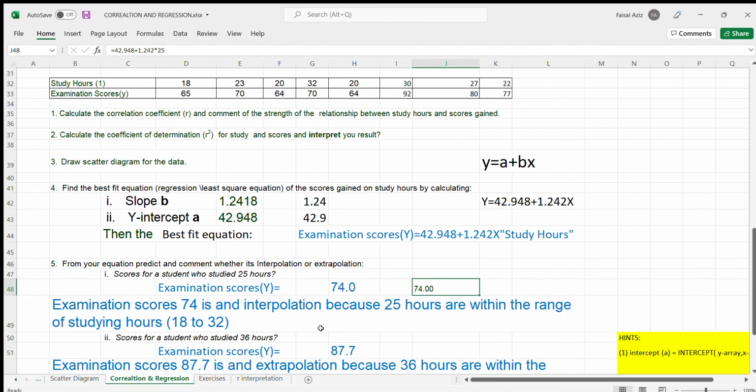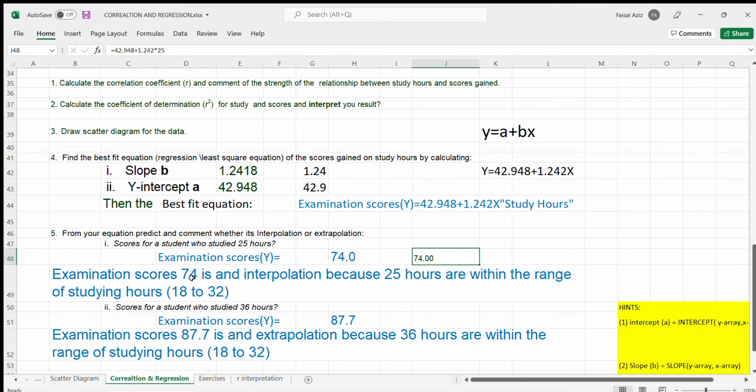So in our comments we can write that examination score 75 is an interpolation because 25 hours are within the range of studying hours 18 to 32.